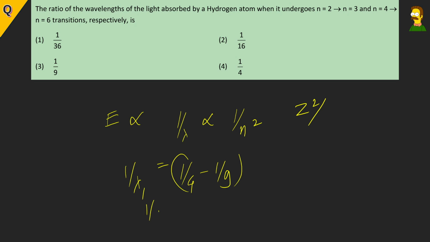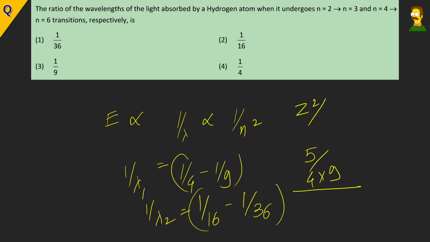What about the second one? 1 by lambda 2 is going to be 1 by 16 minus 1 by 36, and that's what you have. So you have 5 by 4 into 9, and this is going to be 36 minus 16, which is 20, divided by 16 into 36. This is a lot of maths for a NEET paper. I will admit this, which is great, I guess, but also may upset some people. Like, oh my God, this is not how NEET is supposed to be. Come on, it's great, I think.